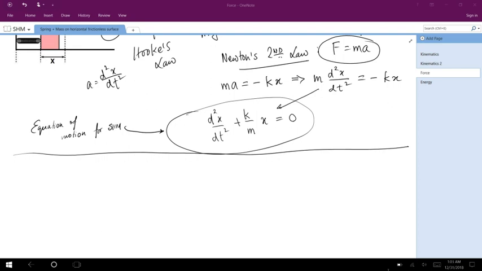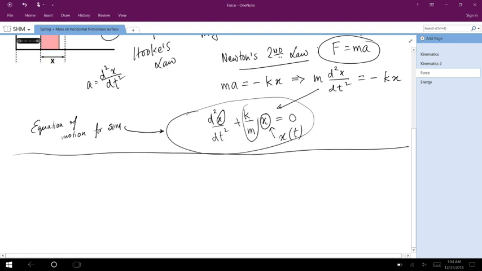And essentially what we are after is to find this x. Notice that the x appears twice in this equation. It appears just as x and then two derivatives of x with respect to time. And we want to find this x as a function of time. That's our goal. Okay, so this is a second order differential equation with constant coefficients.